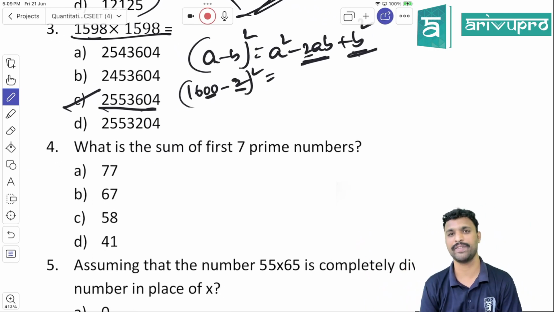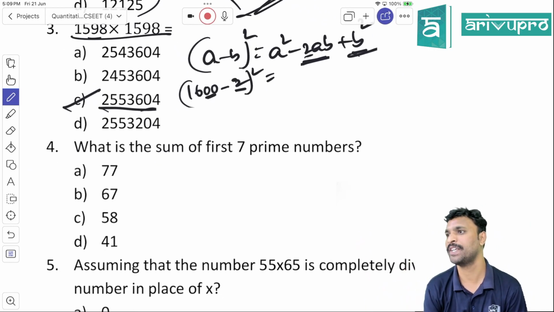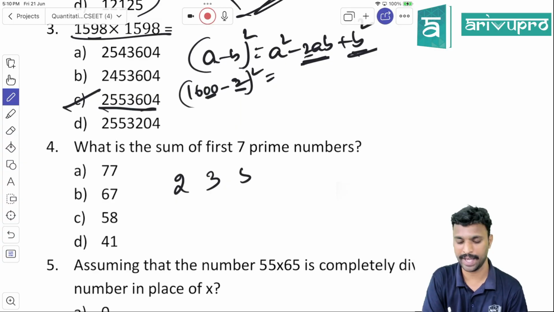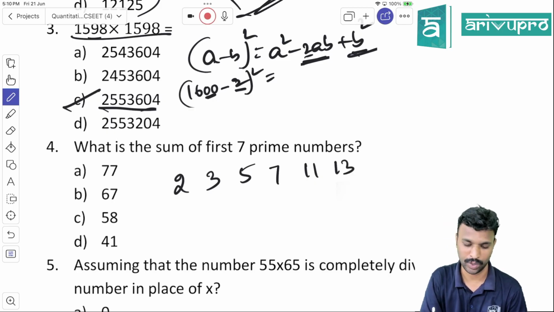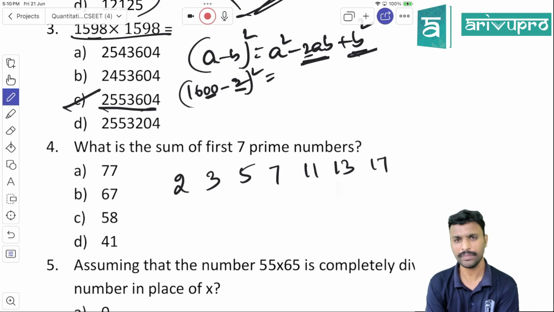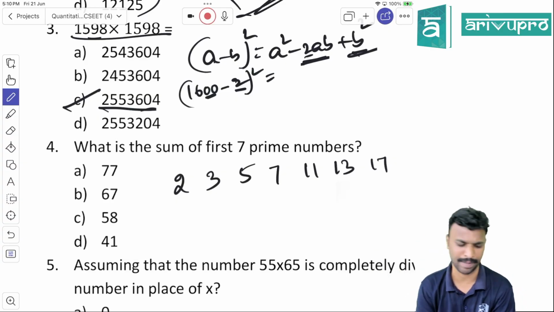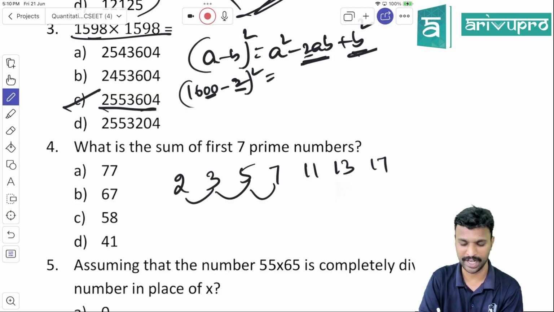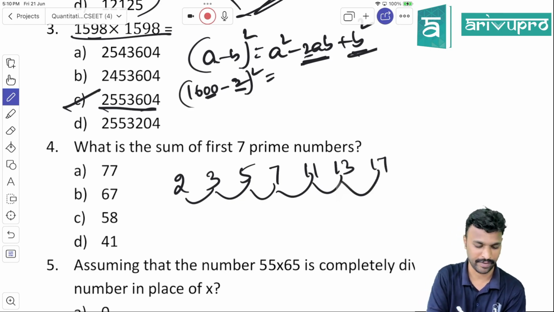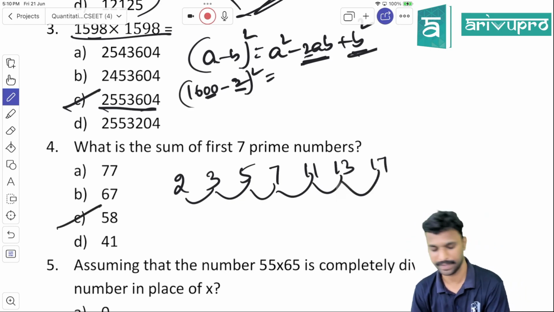What is the sum of first 7 prime numbers? What are the first 7 prime numbers? First prime number, 2. Second, next, next, next, 13. Total, how many do you want? 7. All 7 prime numbers considered. Take the sum. 2 plus 3, 5 plus 5, 10. 10 plus 7, 17. 17 plus 11, 28 plus 13, 41. 41 plus 17, 58. Option C.